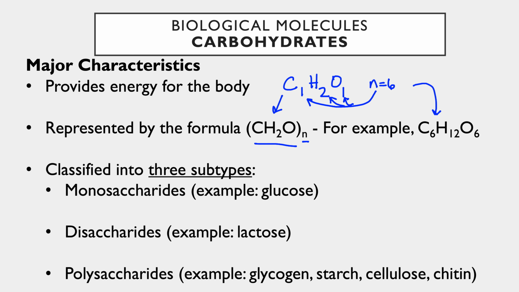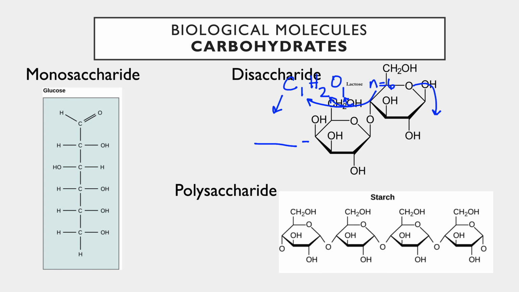Examples of all of those: a monosaccharide could be glucose, a disaccharide would be lactose, and several polysaccharides I have shown here, like glycogen, starch, cellulose, or chitin, are examples of polysaccharides. I'll show you some pictures of these, where you can see glucose here on the left-hand side. It's actually in linear form, but it's 1 sugar, and if you count, there are 6 carbons, 12 hydrogens, and 6 oxygens present.